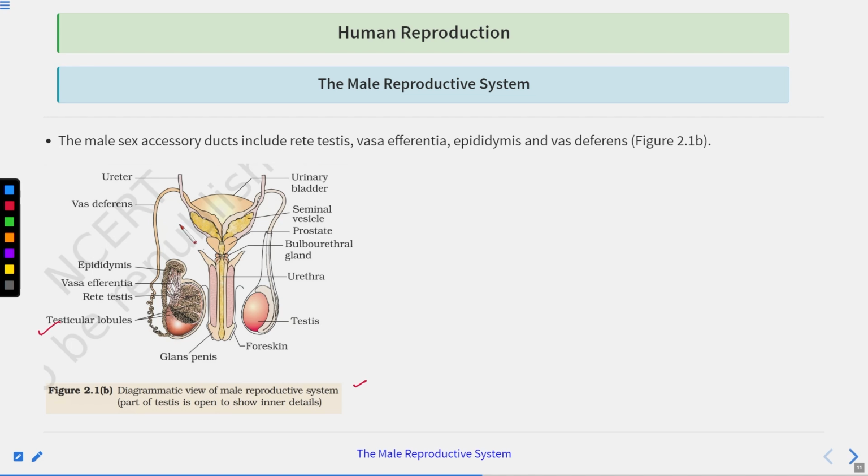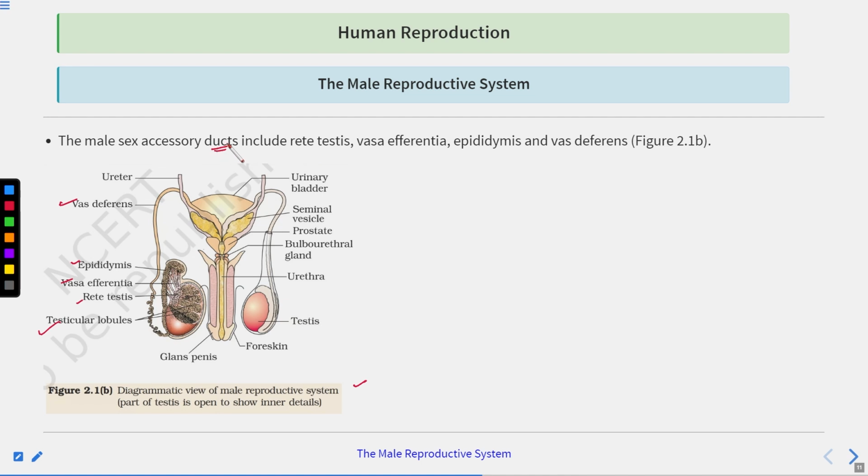Okay, then the male accessory ducts you can see. You can see here, these are the male accessory ducts: rete testis, vasa efferentia, epididymis, as well as vas deferens. These are the male sex accessory ducts.